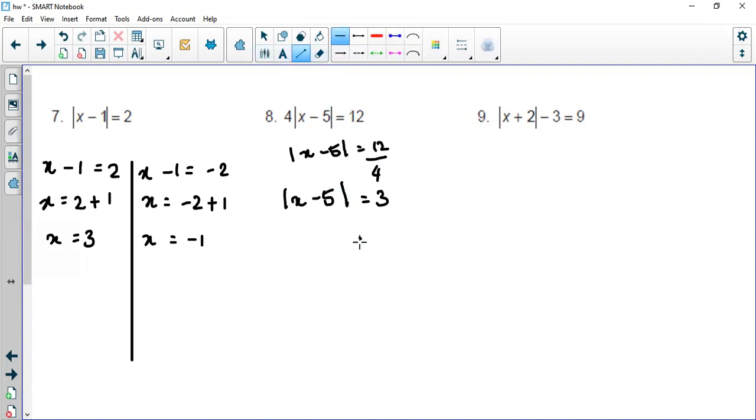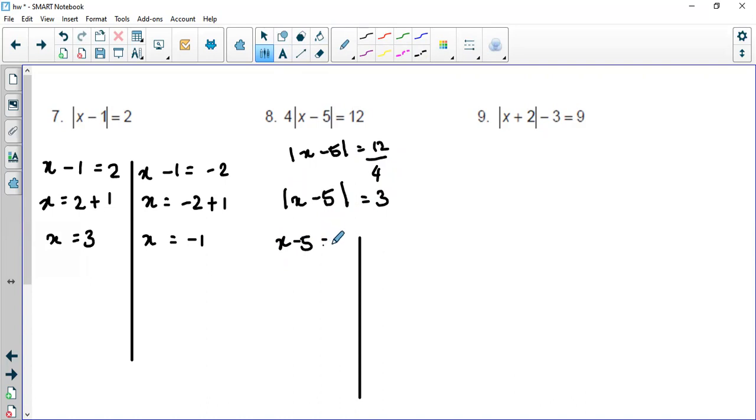Of course you have to give the two possibilities for the equation, right? So one side is going to be x minus 5 equals 3. And on the other side, we say x minus 5 equals negative 3. We make one positive, one negative. So as easy as how you could solve an equation.